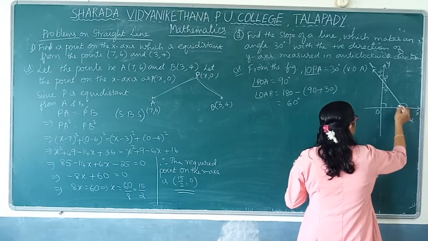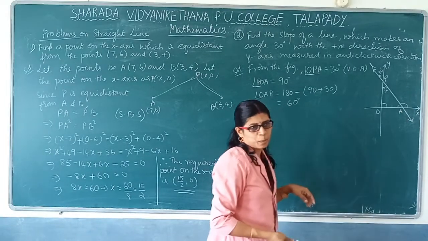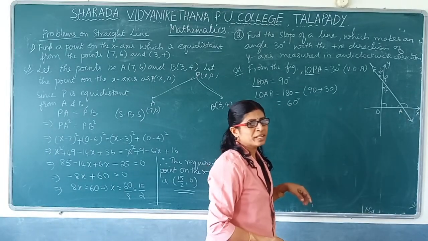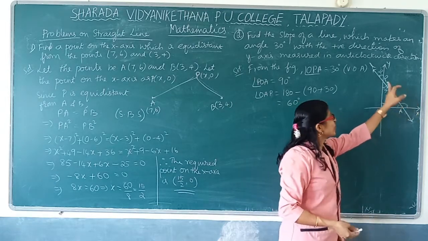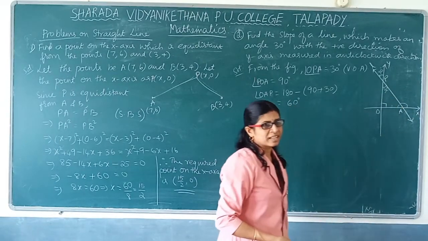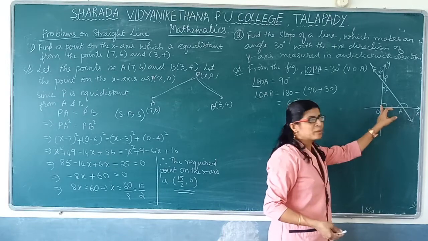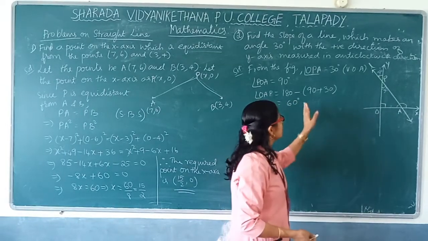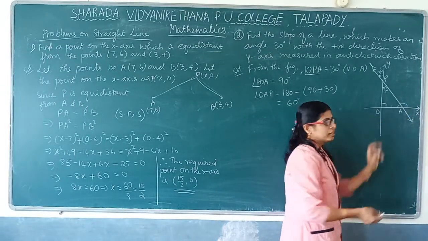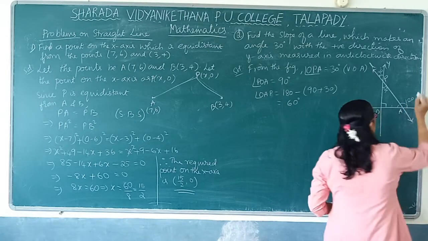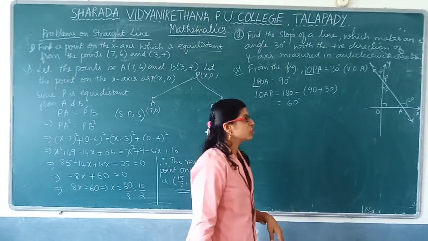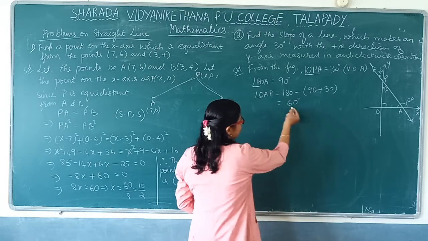Or else you can also apply the exterior angle property. What is the exterior angle property? The exterior angle is equal to the sum of the interior opposite angles. So the sum of the interior opposite angles you already got as 120, so that will be the same as this measurement. Got it? Both ways you can apply, either the angle sum property or the exterior angle property. So angle OAP is 60 degree.